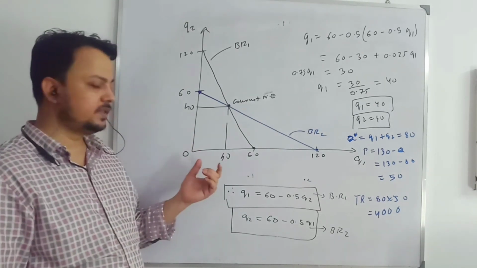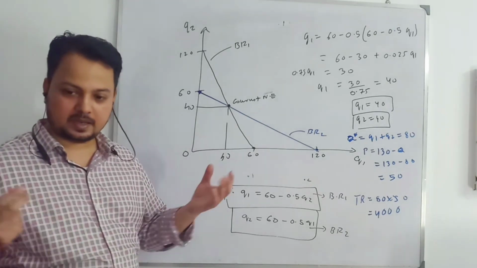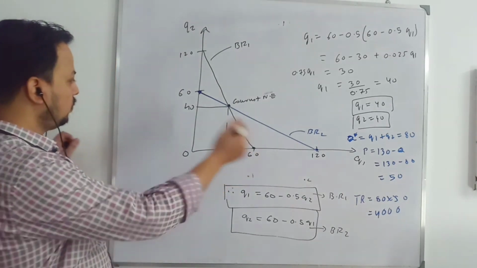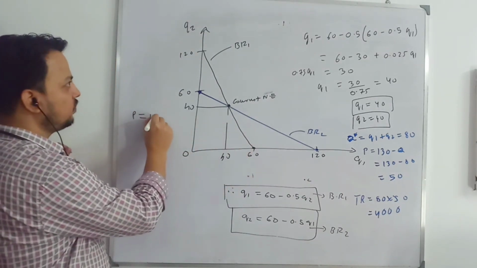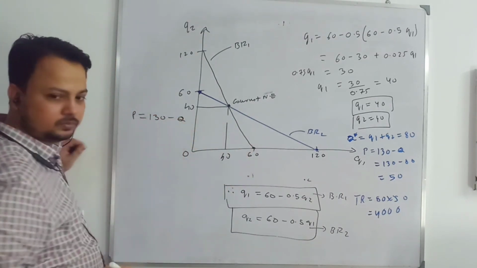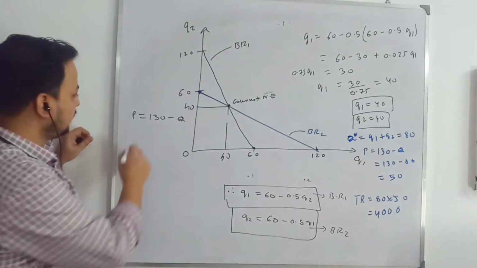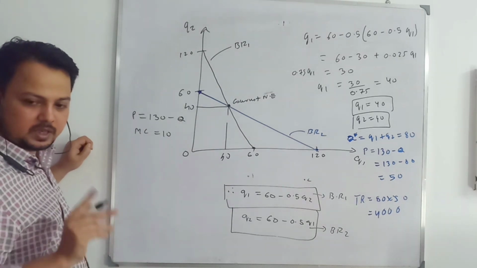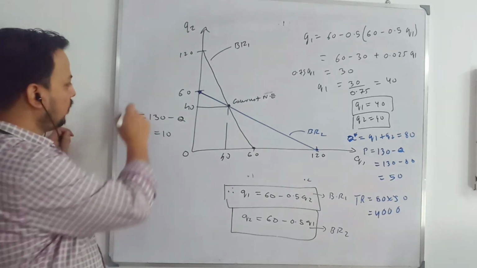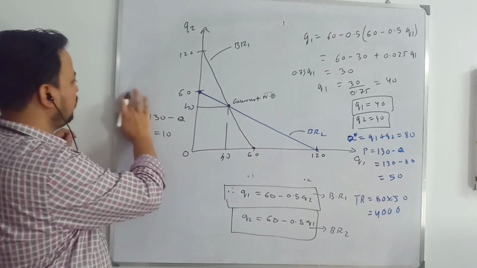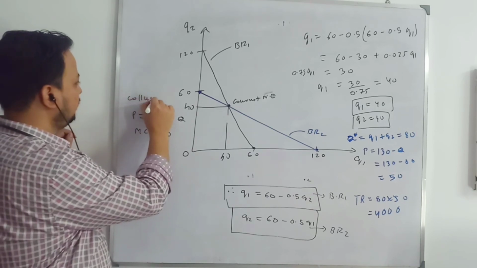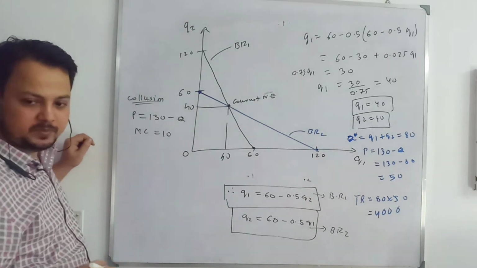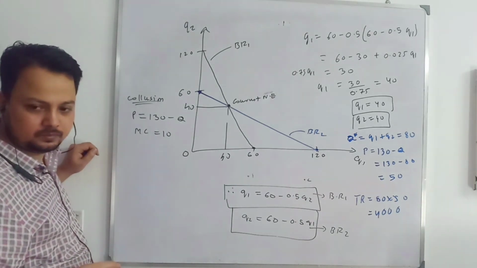Okay. Now consider the case where they can collude. They understand the interdependency. They can collude. So you have price equation as 130 minus Q. This is your price. And your cost is 10. If you have one firm, say monopoly, that collude will become monopoly. The collusion takes place. Both collude.